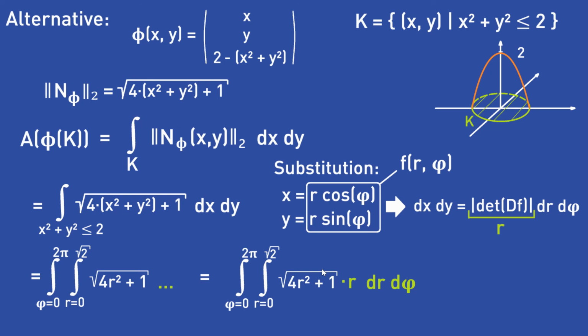What I want to tell you by this: if you do this change in variables in the beginning so that you get a new parametrization phi and a new set k, you don't have to think about substitution rules and correction values at all. But if you do that change in variables later on, which we have done here, so a change in variables inside of an integral, then you have to be careful to not forget this correction value here, in our case r. Otherwise, you will get wrong results.